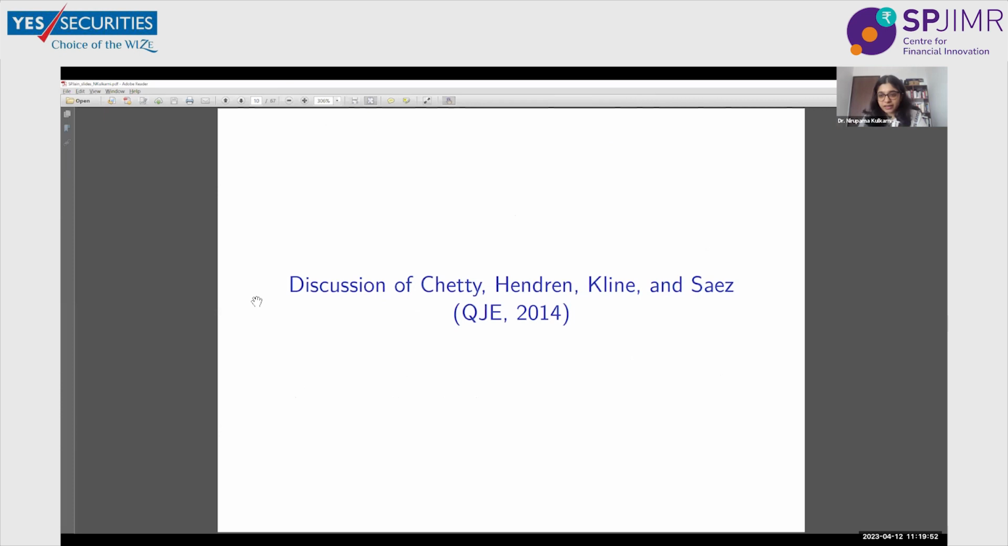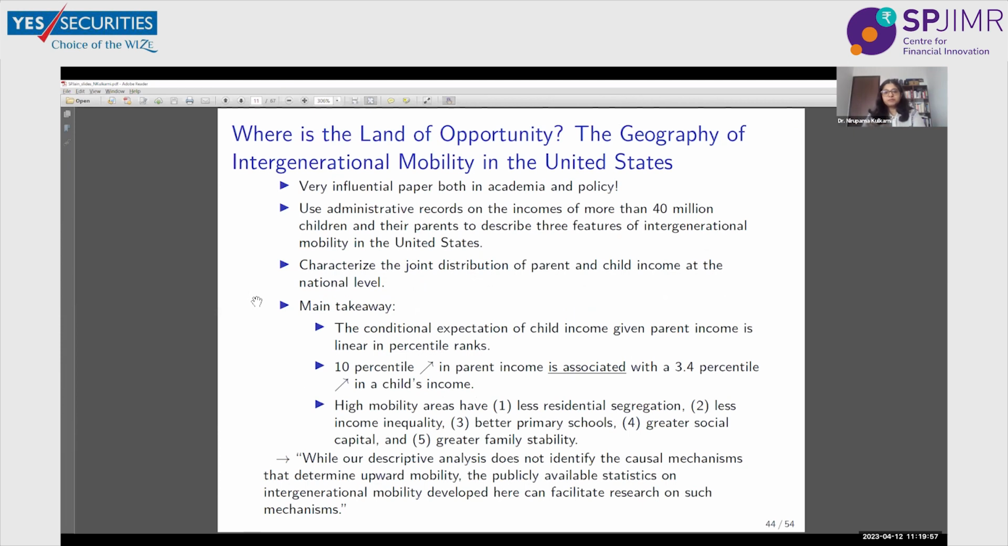So this is another paper, again, very influential in labor and especially in the US. In this paper, the authors look at intergenerational mobility in the United States, and they use administrative records. They use tax records on incomes for more than 40 million children and their parents to describe features of intergenerational mobility. And the idea is to look at what happens to the incomes of children based on where their parents were in the income distribution.